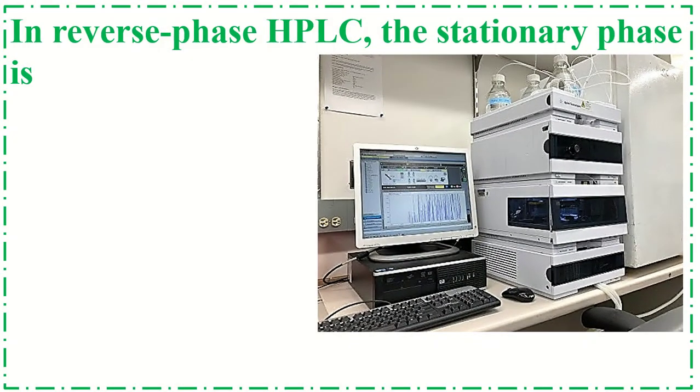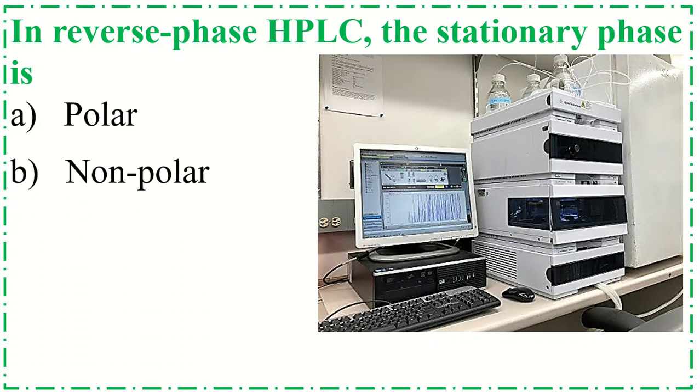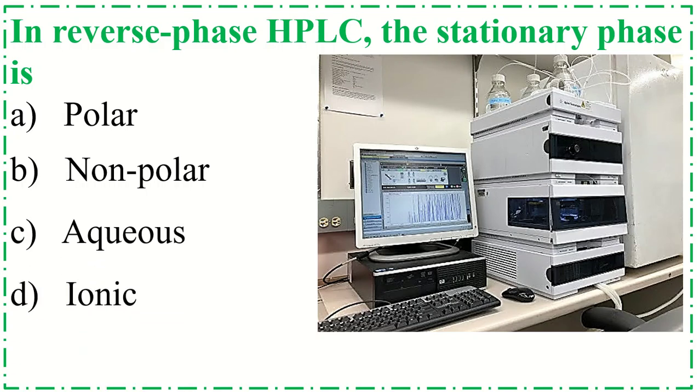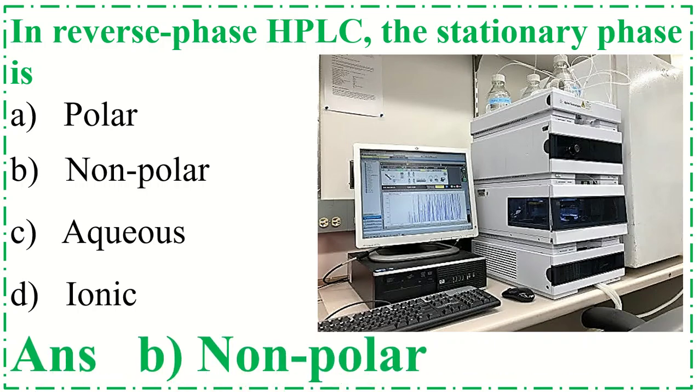In the reverse phase HPLC the stationary phase is option A polar, B non-polar, C aqueous, option D ionic. Correct option is B non-polar.